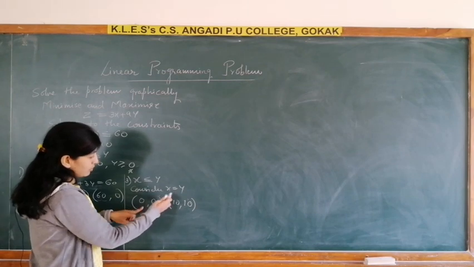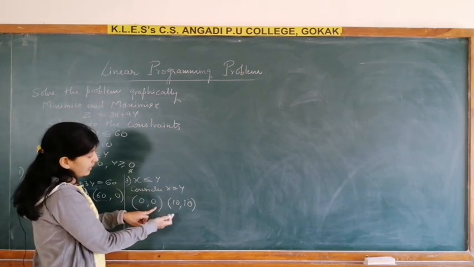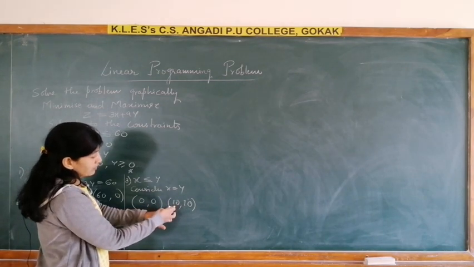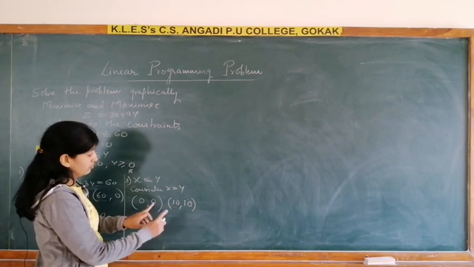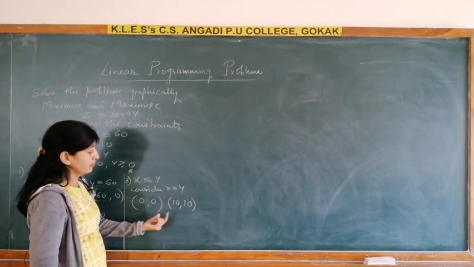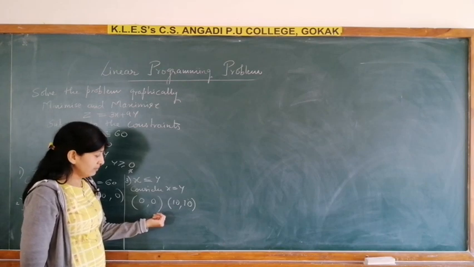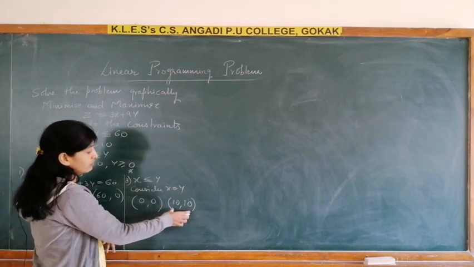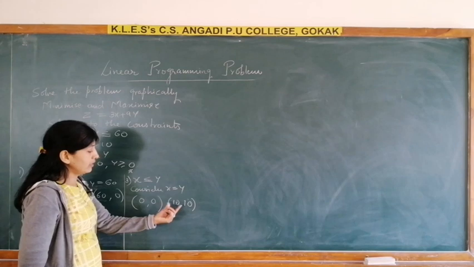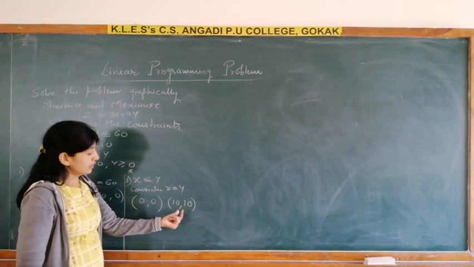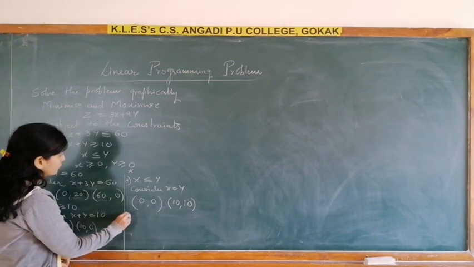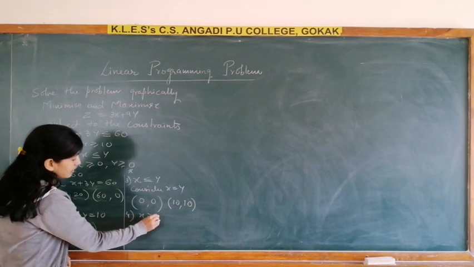When x is 0, y is 0, and when we take y also 0, x is also 0. But if both coordinates are the same, it is not possible to draw the line. So for that we have to take one point of our own, any number we can take here. I have taken 10 comma 10. Fourth one is x is greater than or equal to 0.